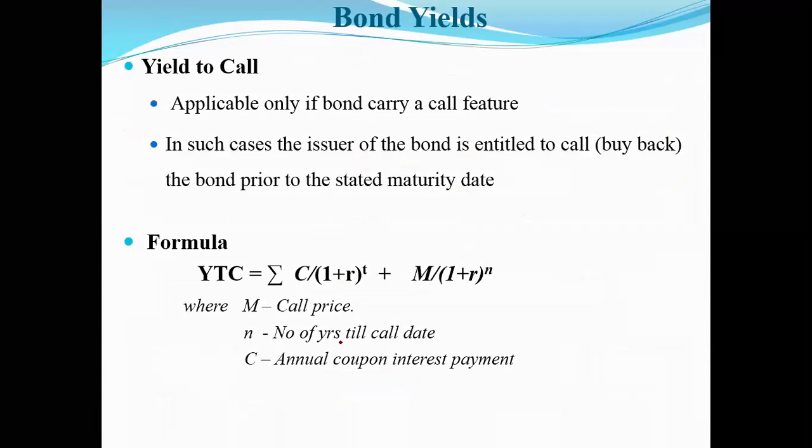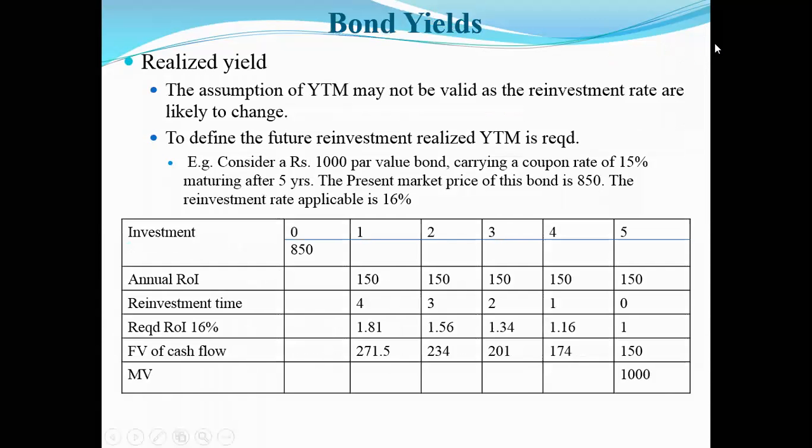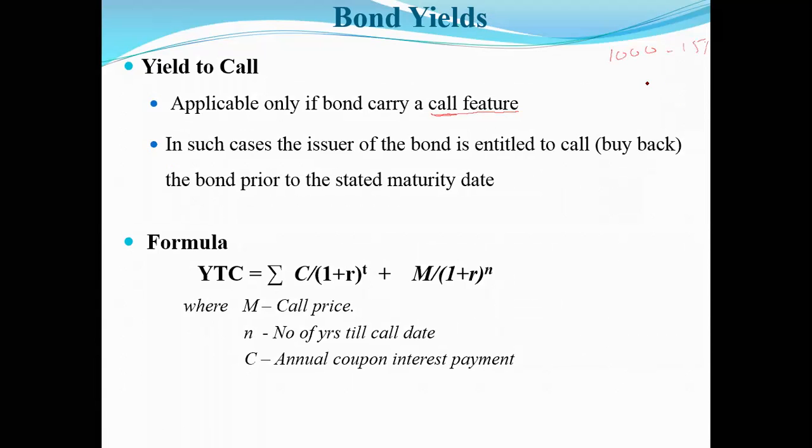Next one is yield to call. Now, yield to call is quite simple to understand. The first thing is, this concept is applicable only if the bond has a call feature. Call means the investor or the company who has issued this particular bond may anytime recall this particular bond. Again, I would take an example. Rashmi has purchased a bond for 1,000 rupees. Rate of interest is 15%. Time, let us say, 10 years.